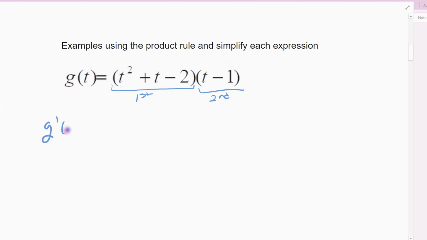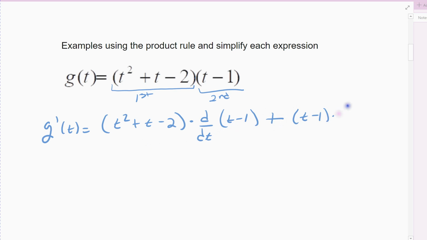When I take the derivative of this, you take the derivative of one of those at a time and leave the other one exactly the same. The way I do it is I write down the first as is, without changing anything, and then I multiply it by the derivative of the second. So I'm going to write it out with the derivative rule. I'm going to take the derivative of the second. So it's the first, the derivative of the t minus 1, plus, there's a big plus there, the second, times the derivative of the first.